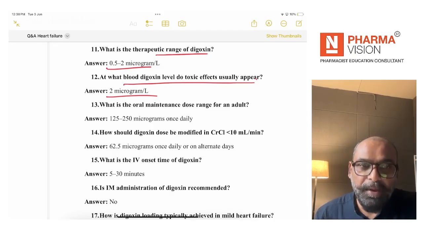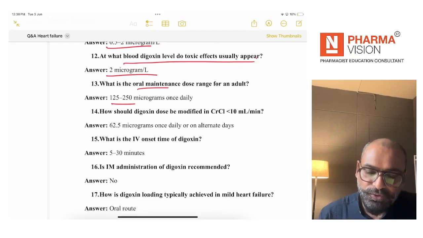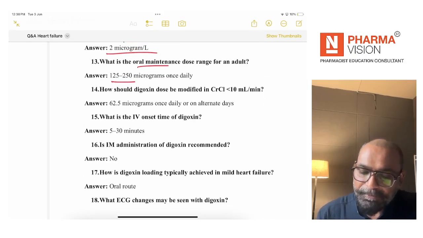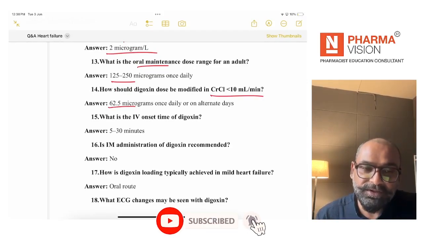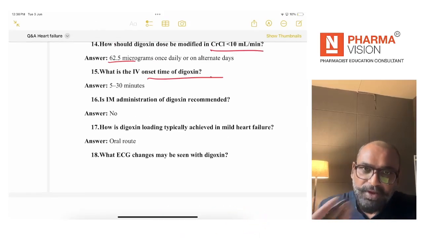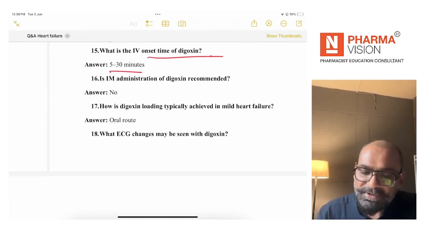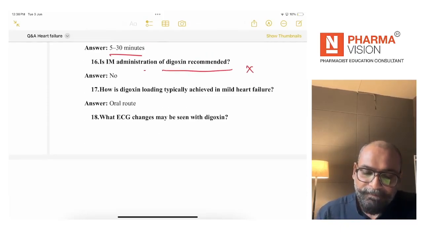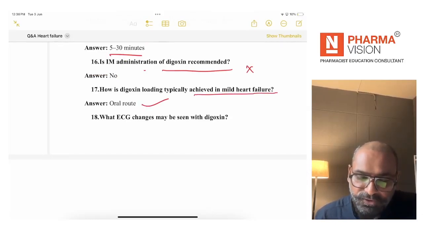But also you have to remember, because digoxin is considered a very, very important medication from your exam point of view, the oral maintenance dose for adults is 125 to 250 micrograms. If the patient has a renal impairment, then we have to start with the lowest possible dose, 62.5 microgram. What is the IV onset? Onset of action in IV patients is 5 to 30 minutes. Intramuscular administration, no. The loading dose is typically achieved by the oral route, that should be fine.